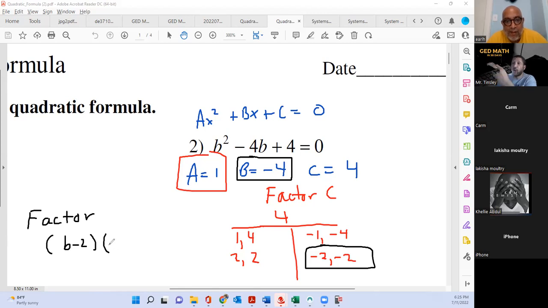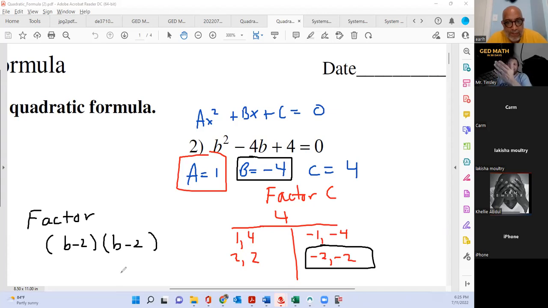So B minus 2, and what's my second one? Also B minus 2. So that is how you factor it. You have to understand when they ask you to factor a quadratic equation and when they ask you to solve it. That's why I'm showing you both, because they're going to ask you both. One question, they're going to ask you to factor it. Another one, they're going to ask you to solve it.